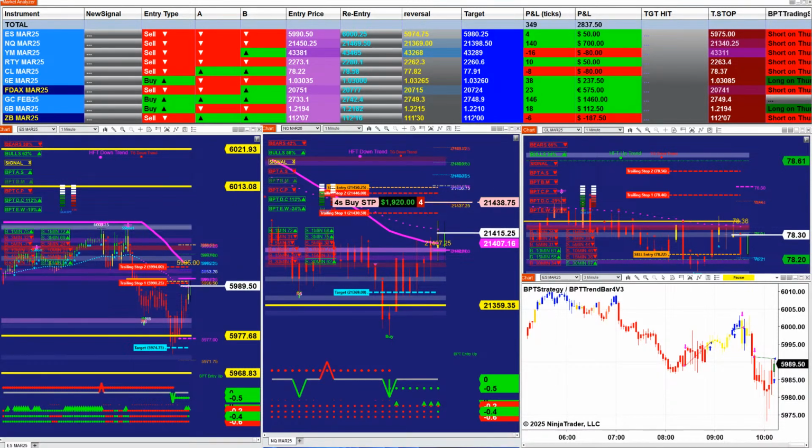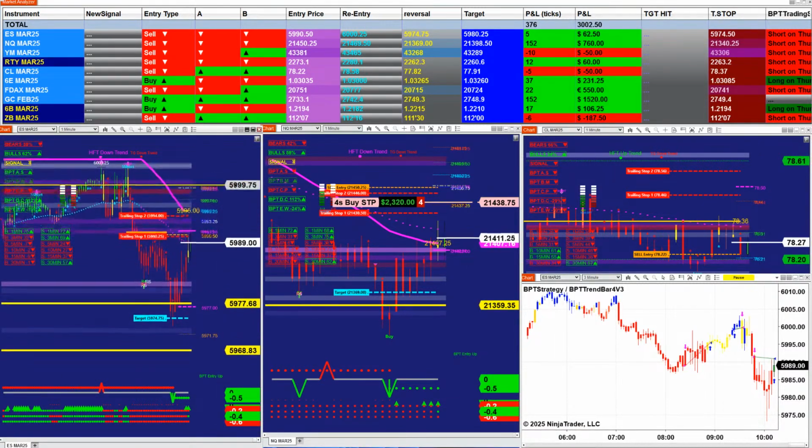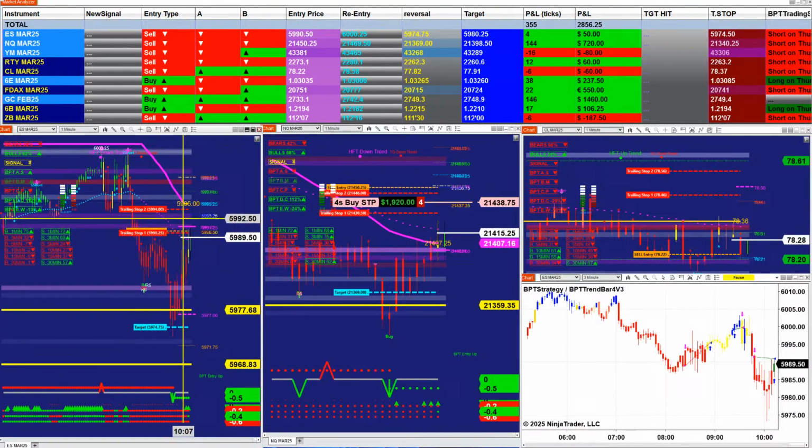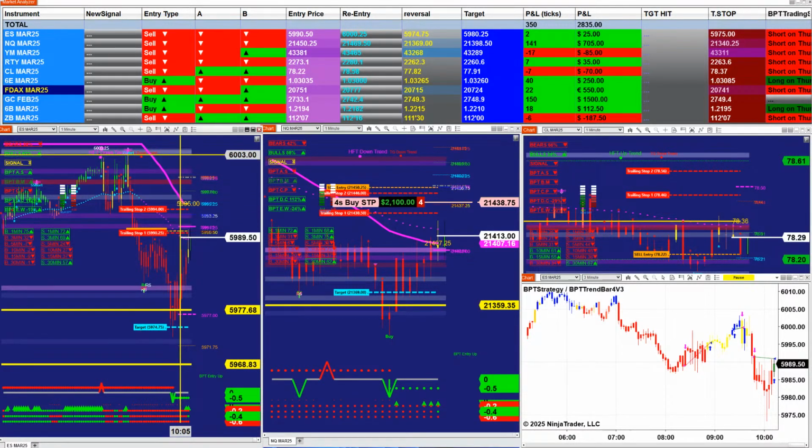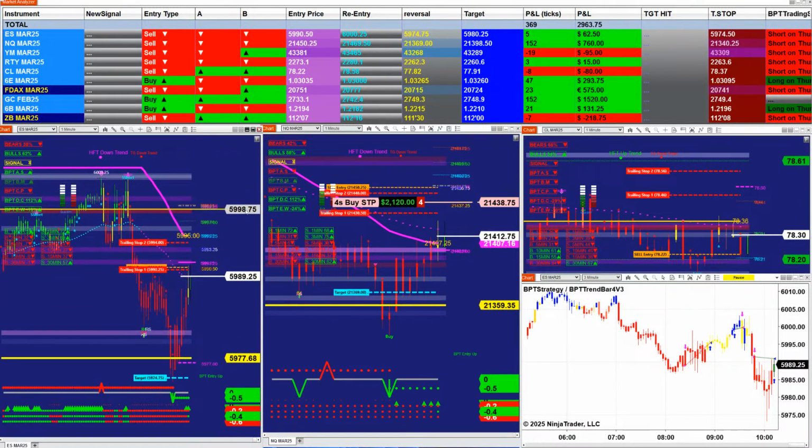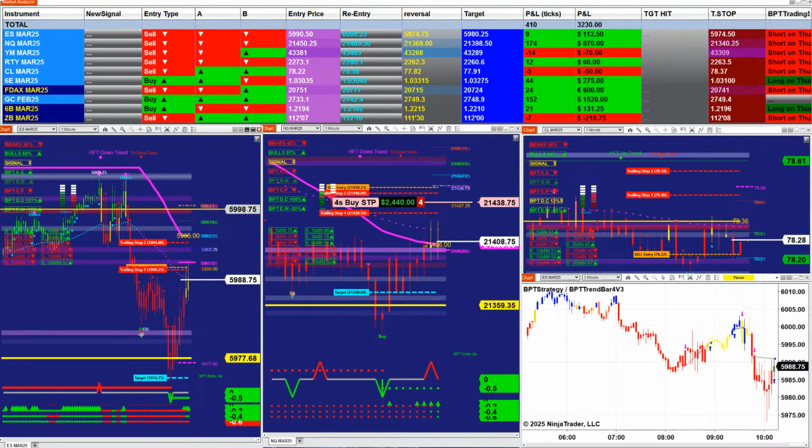Be careful, there is no long trade on the ES. A tremendous resistance from this area, 59.92, all the way up to 6,000. You should not take a long trade on those. Be careful, there is no long trade on the ES, even if you are auto trading.